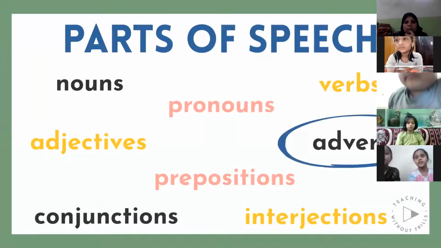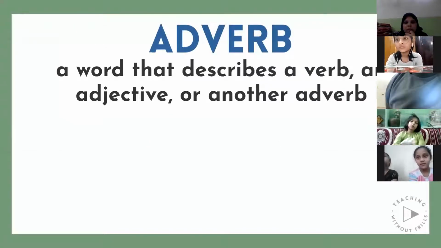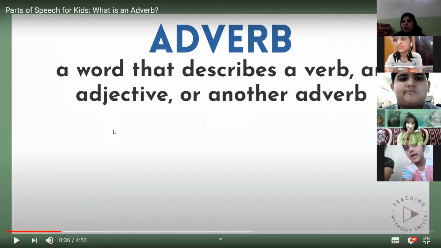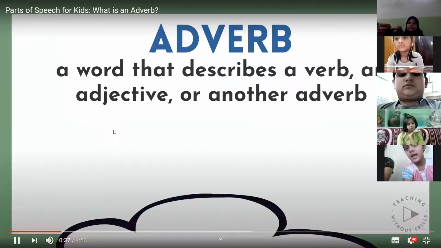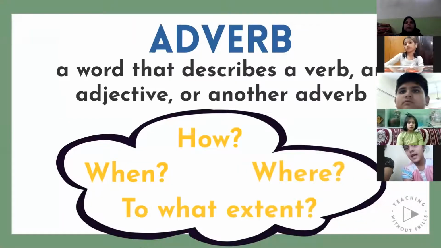So, what's an adverb? An adverb is a word that describes a verb, an adjective, or another adverb. The main work of an adverb is to describe a verb most often, but sometimes it can describe an adjective or another adverb. Adverbs often help answer the questions how, when, where, and to what extent.